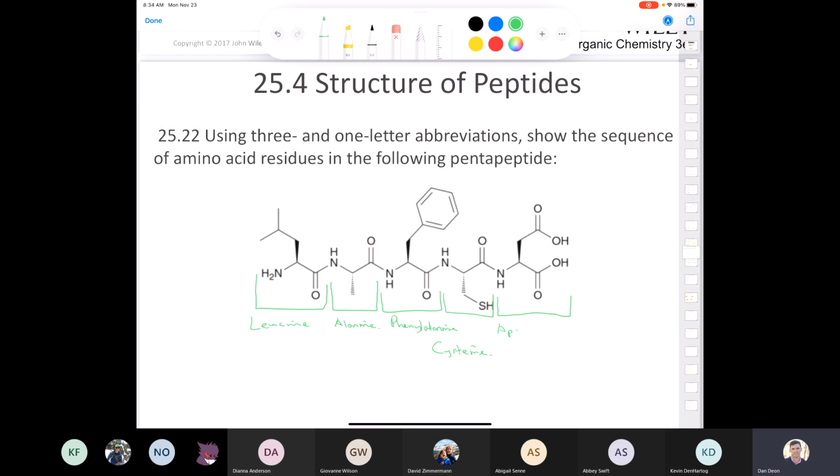So aspartic acid. I don't know. Has anybody taken the time to try to memorize the 3-letter abbreviations? I don't know. Anyhow, so let's write them out.